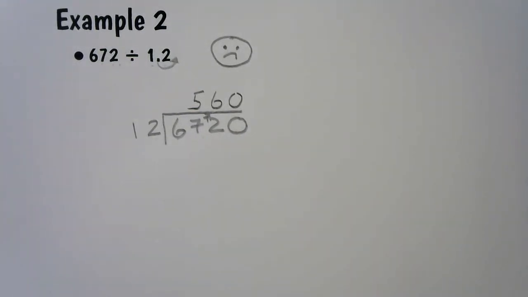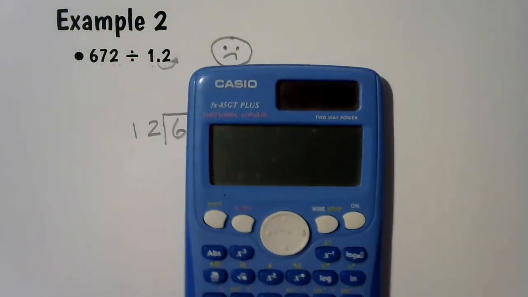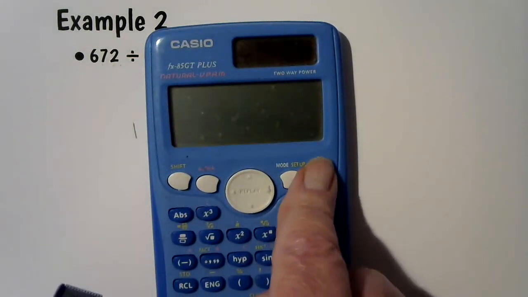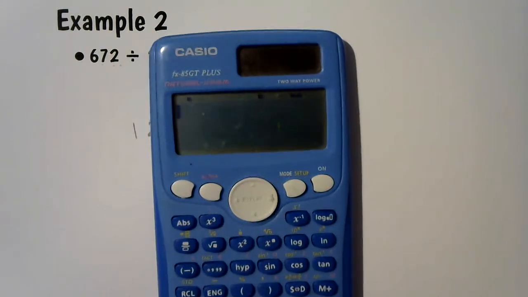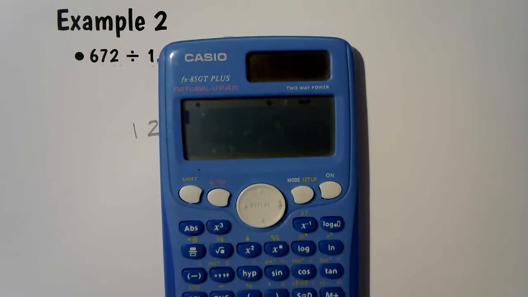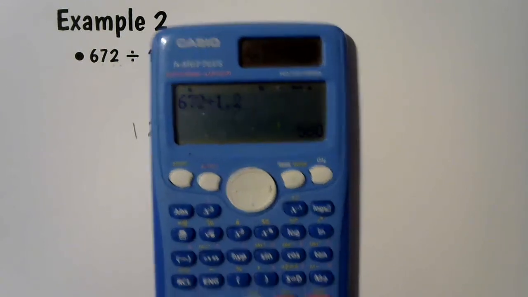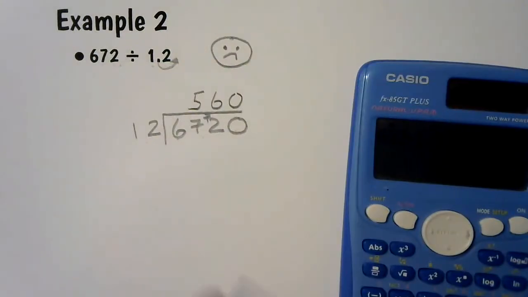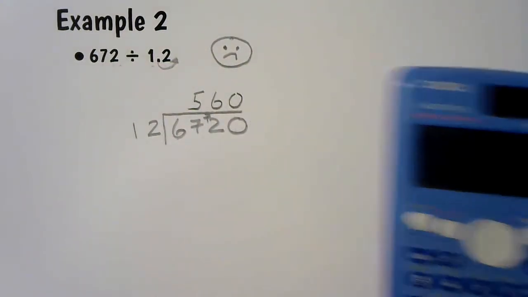Let's just check that on the calculator to make sure it's right. Okay, so I better turn the calculator on. That's always a good idea. So 672, there it is, divided by 1.2. And I hope you can see the answer there, 560. So yes, I get the right answer.